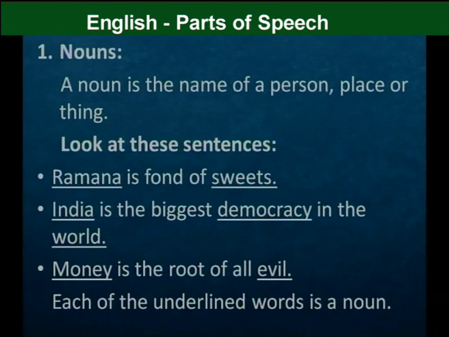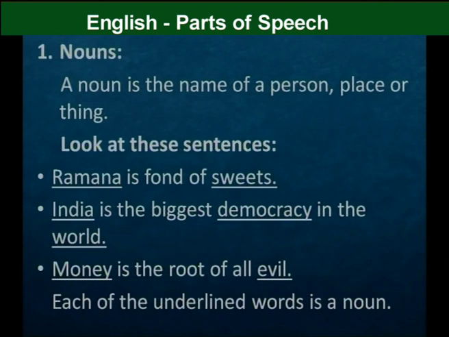So, look at these sentences. Ramana is fond of sweets. Who is fond of sweets? Ramana. And he is fond of sweets. India is the biggest democracy in the world. Money is the root of all evil. So, the underlined words in each and every sentence are nouns.